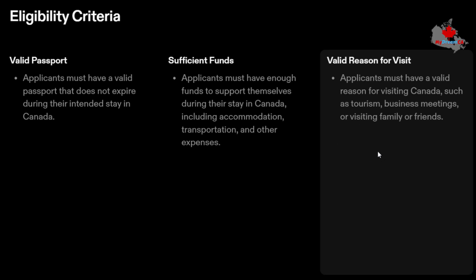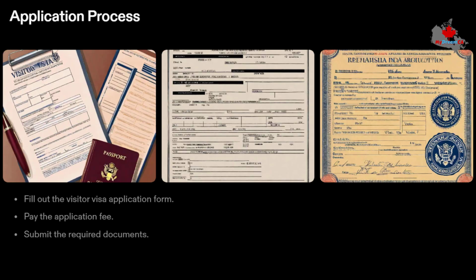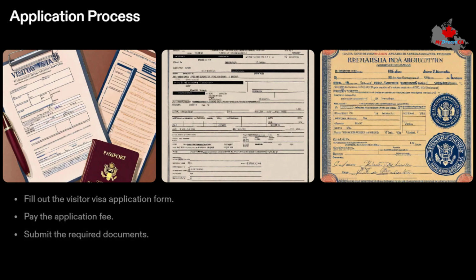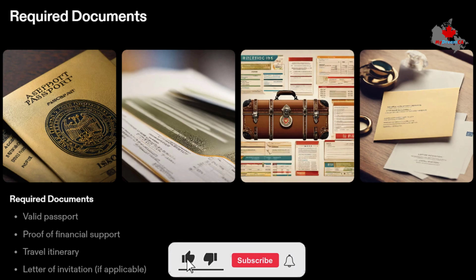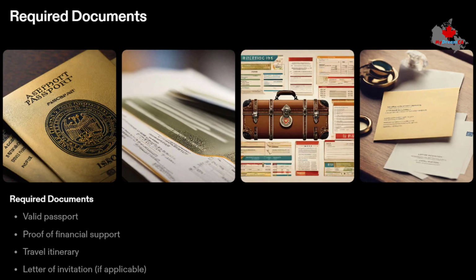Applicants must have a valid reason for visiting Canada, such as tourism, business meetings, visiting friends or family, or family ceremonies like a wedding. Application process. At first we need to fill out the online form, then pay the application fee, and then submit the required documents. When your application is approved, or when they need something more, they will notify you in your application space.